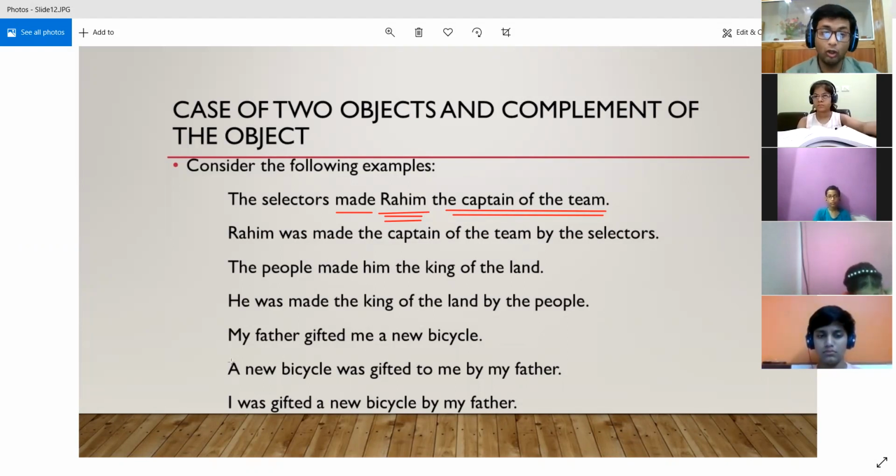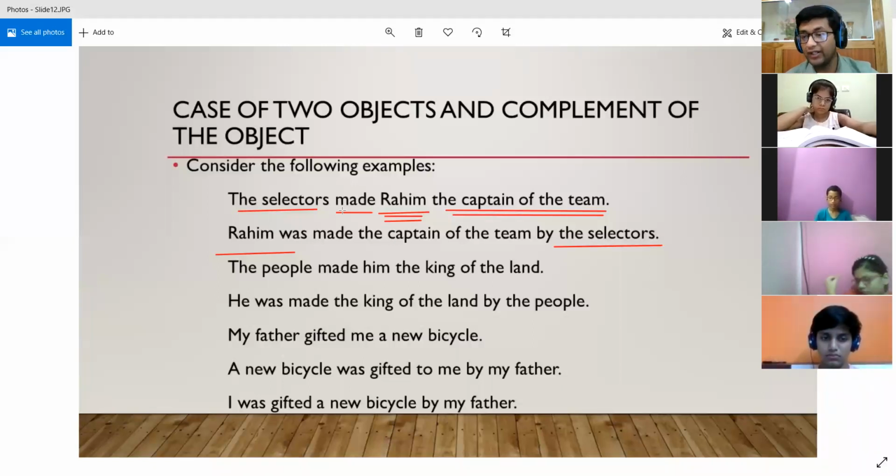Let's see. Obviously, since Rahim is the object present over here, Rahim has been made the subject, right? And the selectors, that was the subject in this case, have been made the object, right? So this was the first thing that we have done. Then made Rahim the captain. It shows that it is the case of simple past tense, right? So for simple past tense, we know that we use was in that case. So we are using the correct form of be verb, that is was in this case.